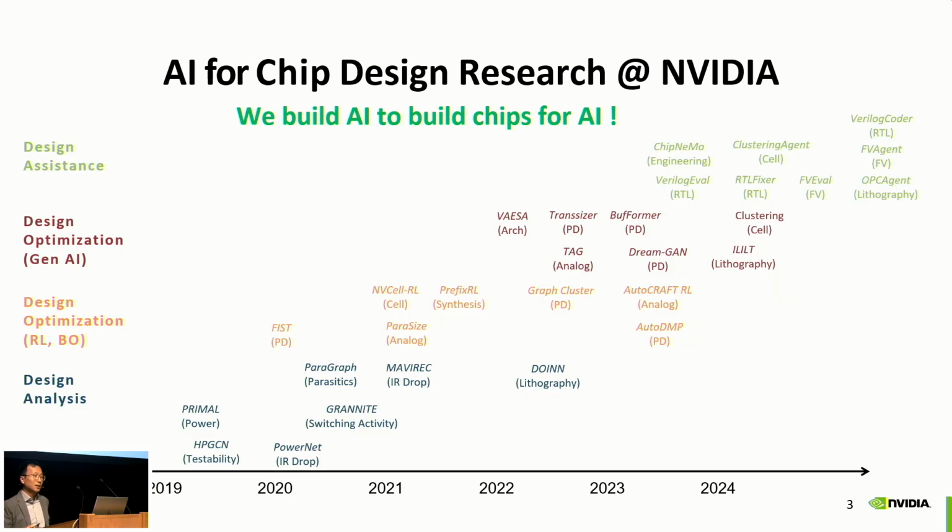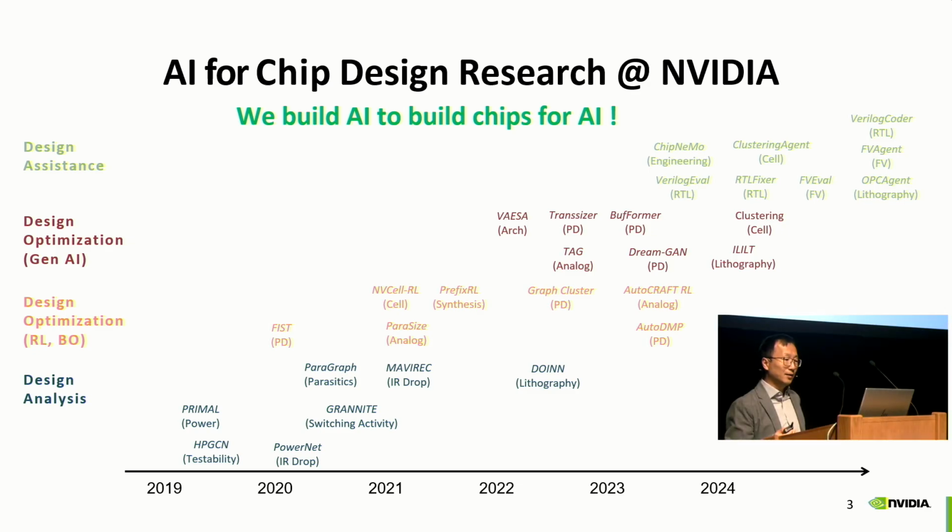At NVIDIA, we would like to build AI to build a chip for AI. Over the last 6 years, we have done many AI for chip design research projects. Many of these projects are in production use today. Our projects cover a wide spectrum of design areas, such as architectural design, RTL, verification, synthesis, cell design, physical design, including placement, routing and optimization, as well as analog design and lithography. I believe this is representative of what's possible with AI today.